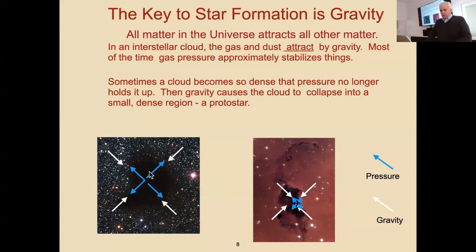Okay, and so the pressure outward balances the gravitational force inward. But you can get a situation where the pressure isn't enough to balance it. That can happen, for example, when two clouds crash into each other. That can upset that pressure balance. And then the cloud can collapse due to gravity. And that triggers a star. All the matter goes down.